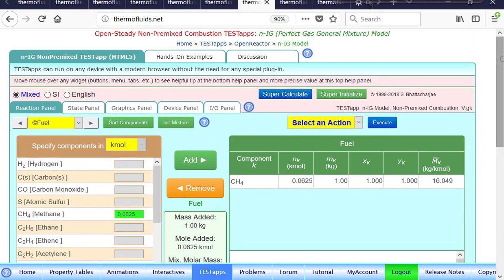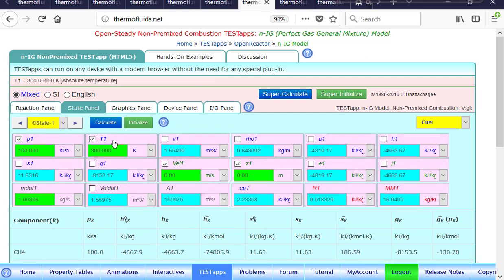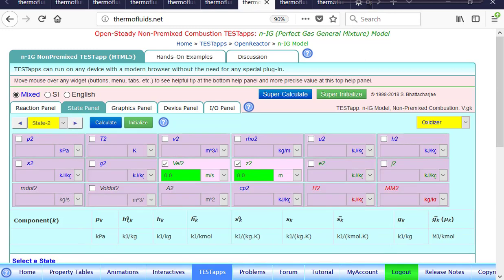It's necessary because if you go to the state panel, you'll see you cannot enter the mass flow rate. So you have to set it up in the reaction panel. So let's say we have standard condition, 100 kPa, 300 Kelvin. So this is my fuel state. State 2 is automatically hardwired to oxidizer, and oxidizer also comes at 100 kPa, let's say 300 Kelvin.